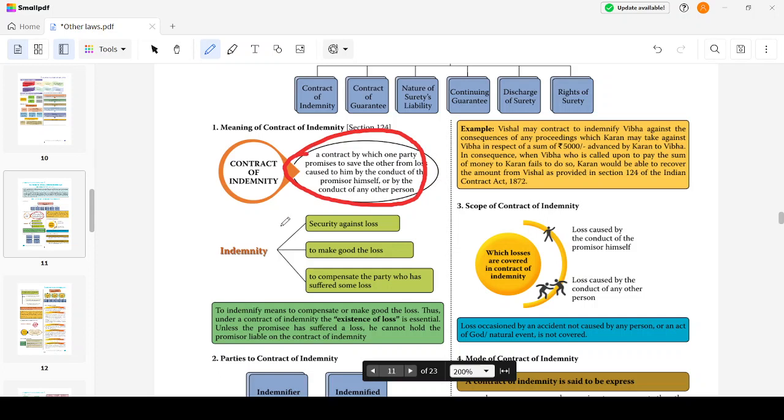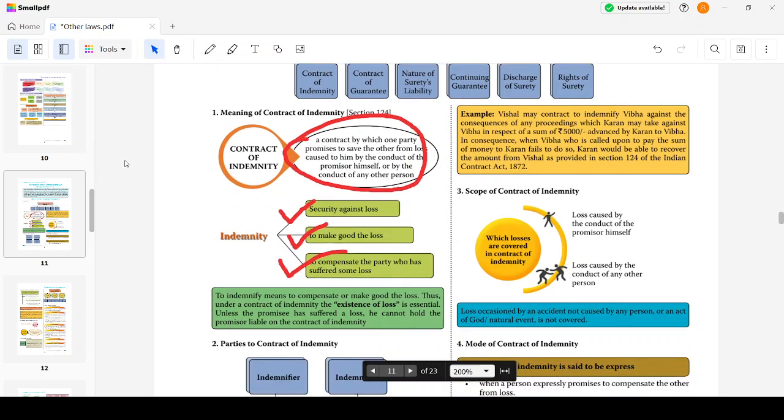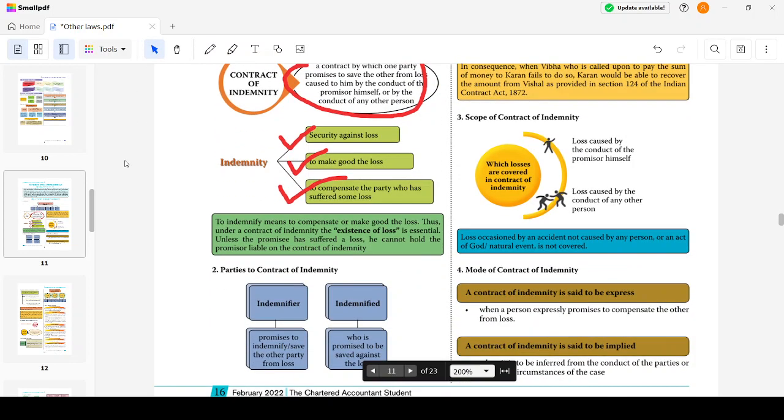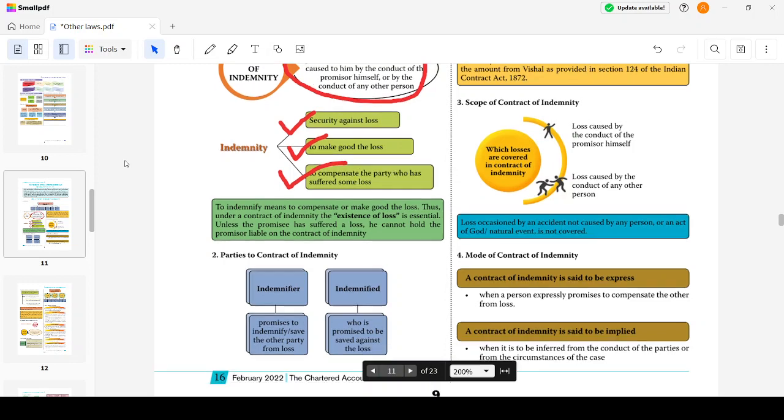It is a security against loss, to make good the loss and to compensate the party who has suffered some loss. To indemnify means to compensate or make good the loss. Thus, there must be an existence of loss. Only when there is a loss do we have the responsibility to indemnify you.